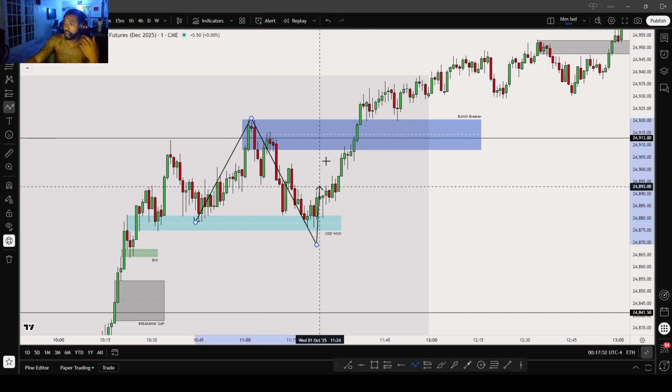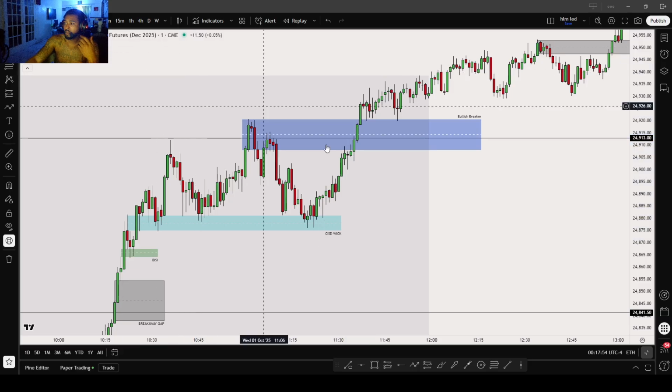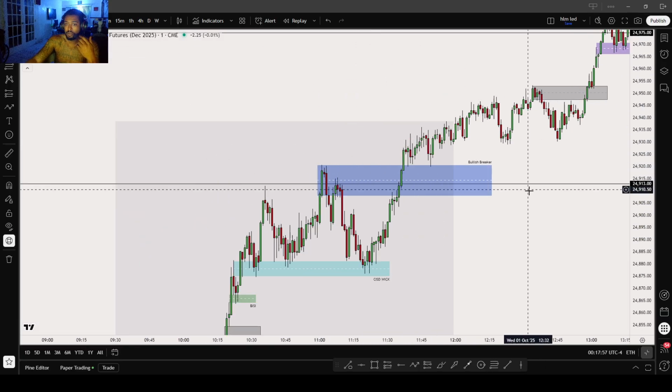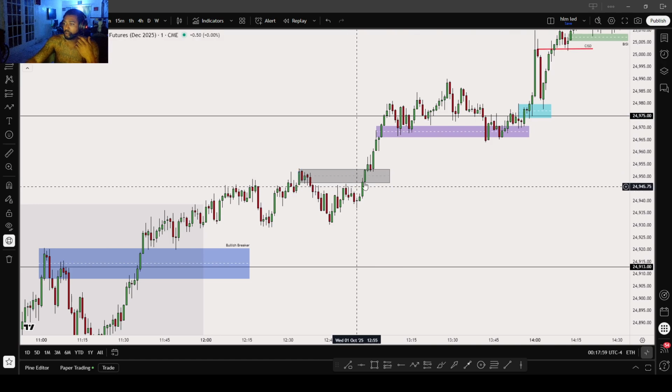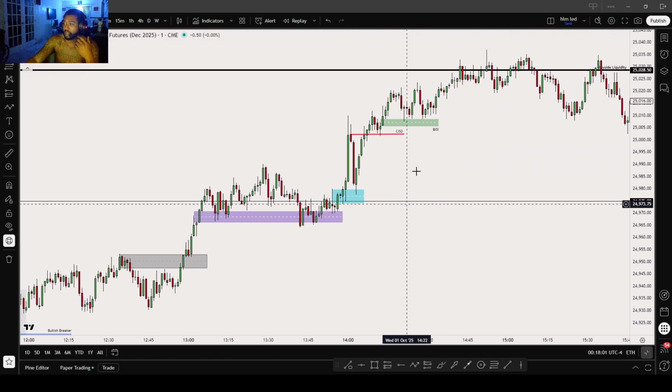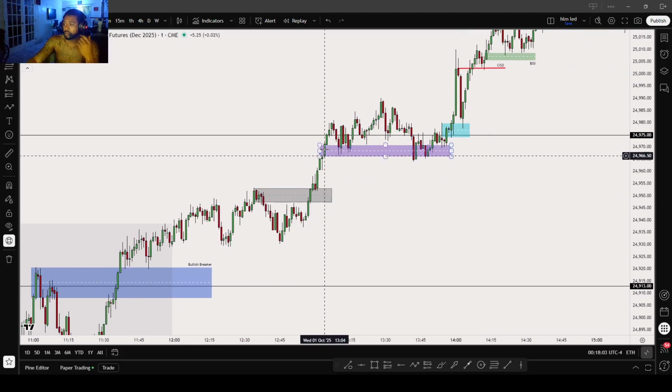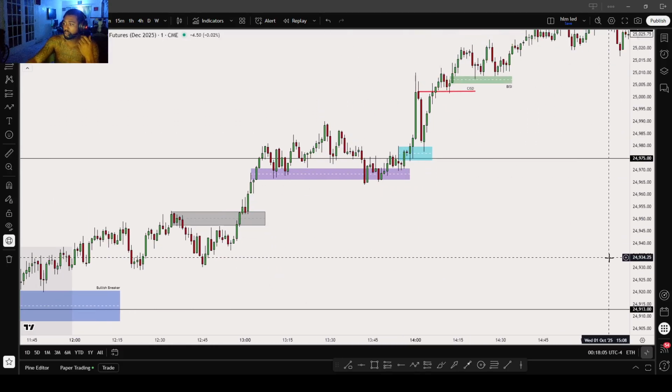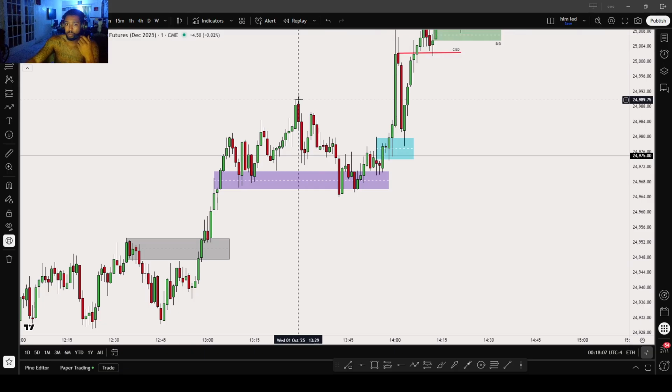Low, high, lower low, higher high. Bam. Then you get the retest. And you see we get that rally again. Then you see we get that rally again. See? Before it goes lower, before it goes higher, before it keeps going higher.